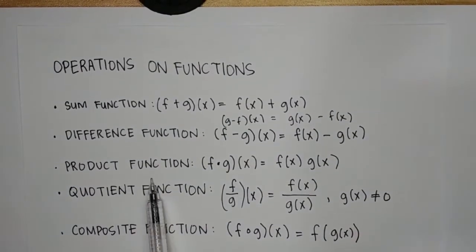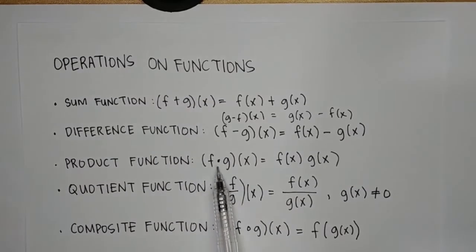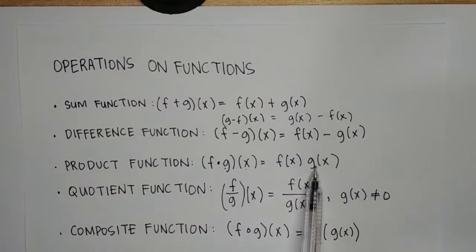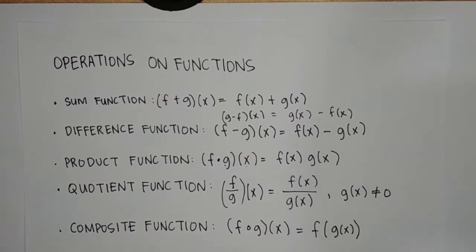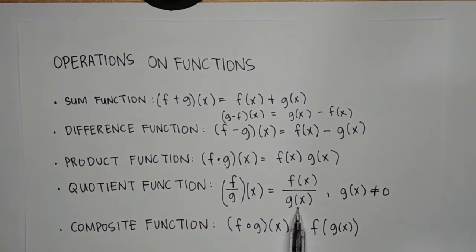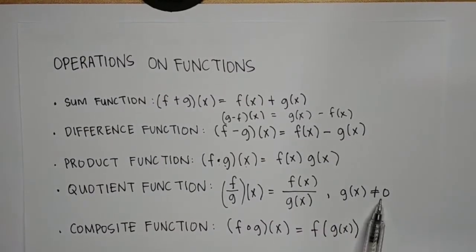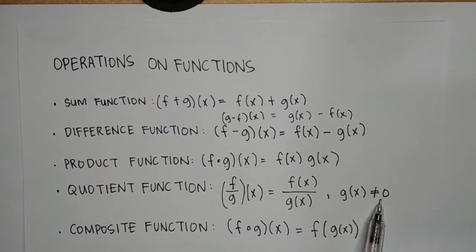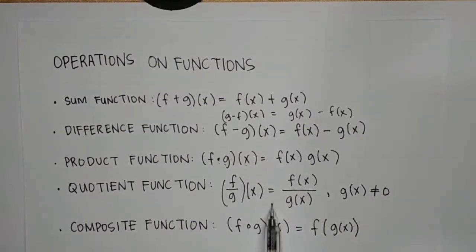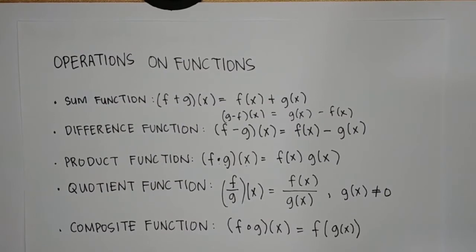Okay, let's proceed with the product function. We have here f times g of x equal to f of x times g of x. So you're just going to multiply the two functions. Then we have the quotient of a function. f divided by g of x is equal to f of x divided by g of x, wherein g of x is not equal to 0. So we need to find the domain of g of x so that the function will not be undefined.